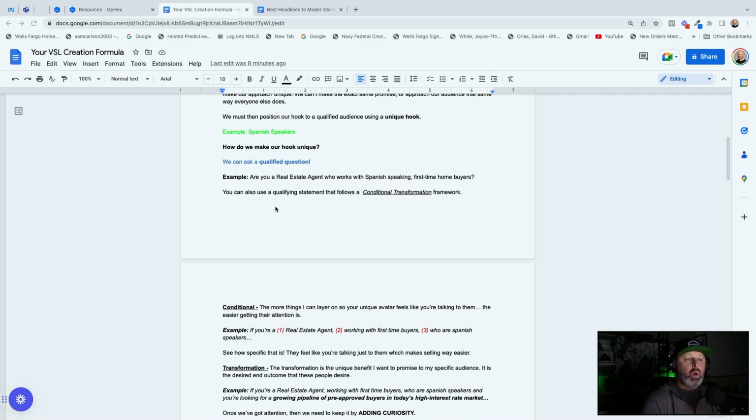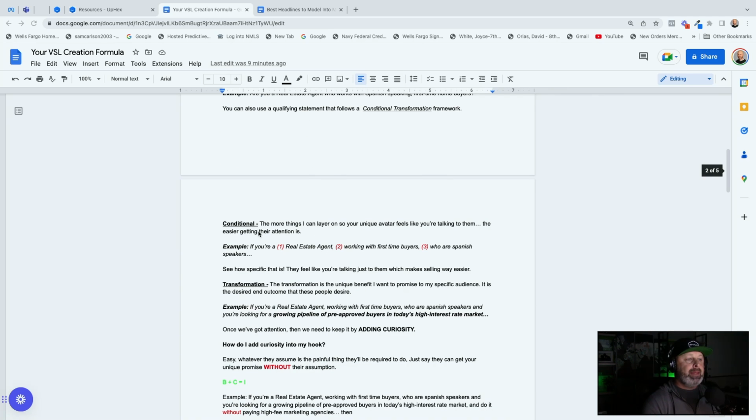We can also make a qualifying statement, okay? You can use this. I call it a conditional transformation framework, and here's how it works, okay? The more things I can layer, which we'll go over an example, the more things I can layer will make my avatar feel, again, like I'm talking to them. It will make it more unique. So let's see how many conditions I can layer. If you're a real estate agent, number one, I'm talking to real estate agents. That's the category, okay? Number two, working with first-time home buyers. That's another layer, okay? Who are Spanish speakers.